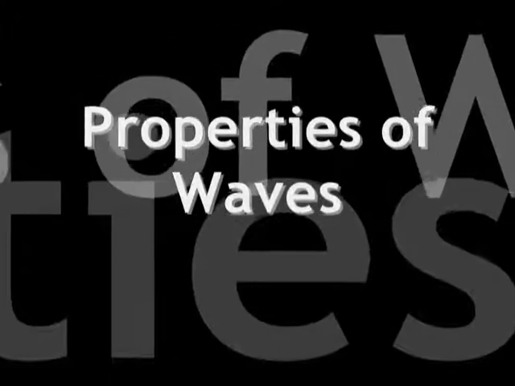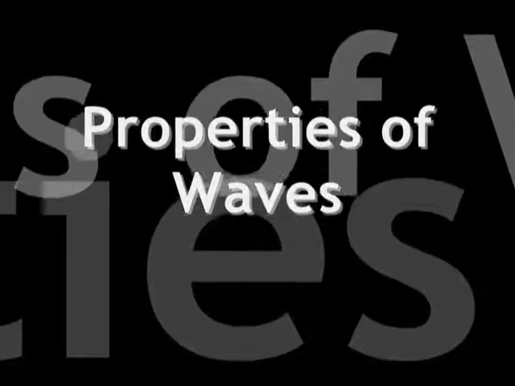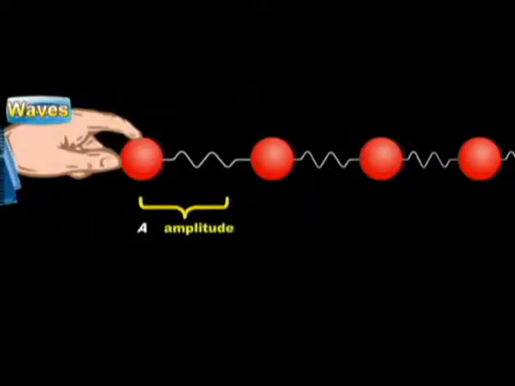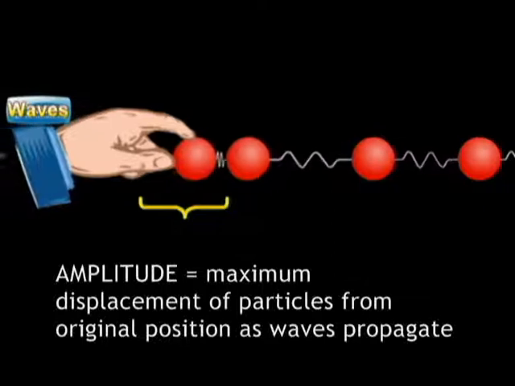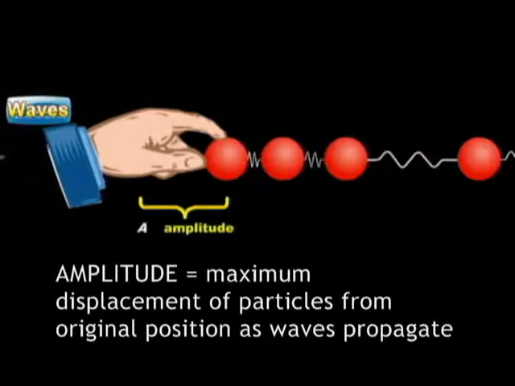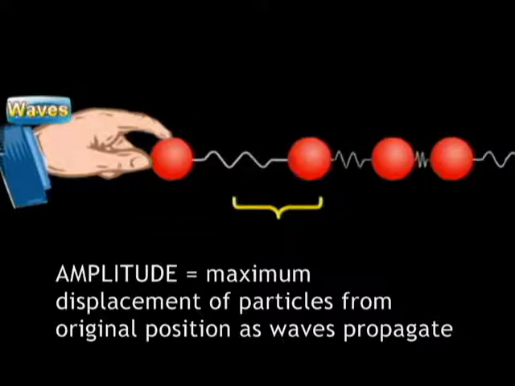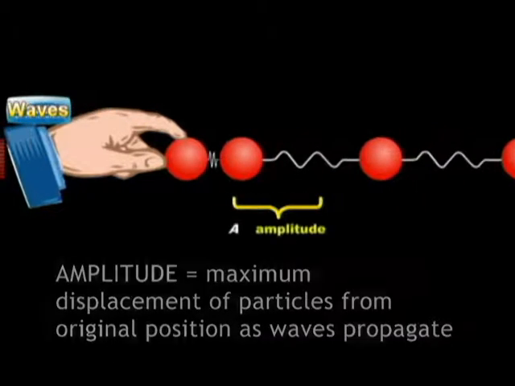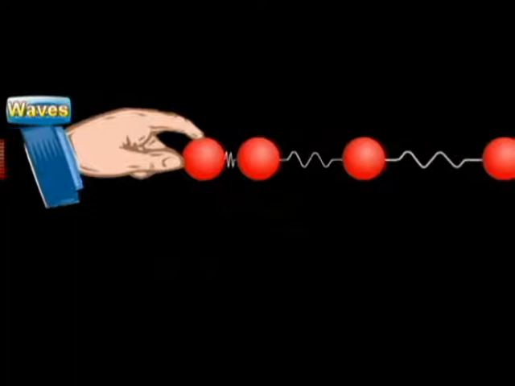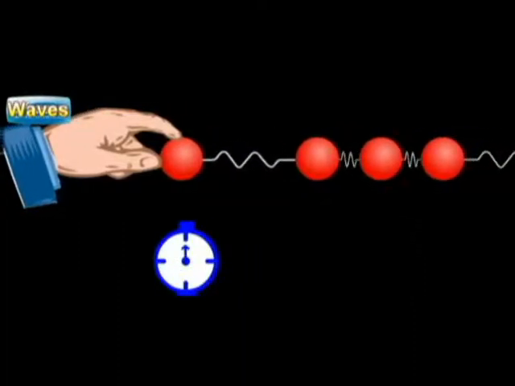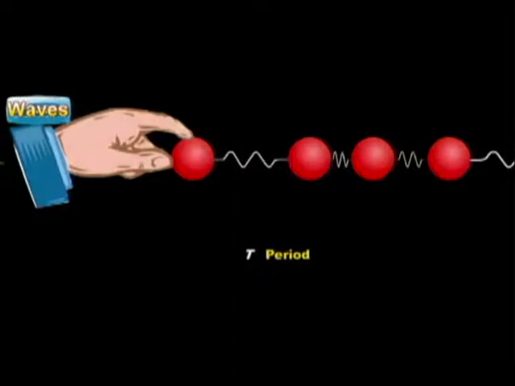In describing waves, some parameters or properties are normally specified. One of these properties is amplitude A. The amplitude of a wave refers to the maximum displacement of the particles of the medium from their original position as the waves propagate. If we take the time it takes for each particle of the medium to move from its original position and back, we actually determine the wave period T.